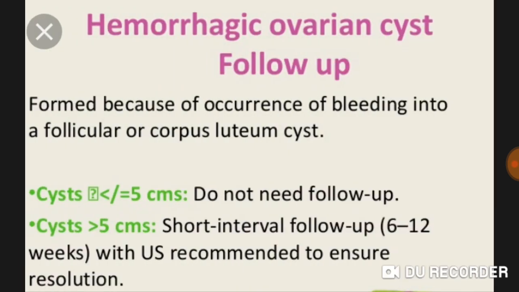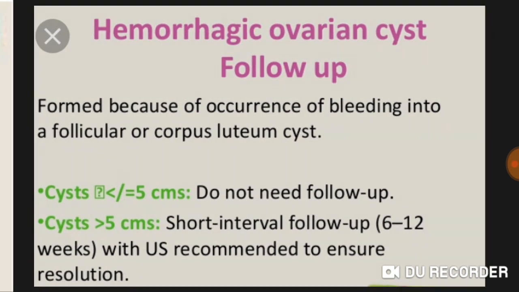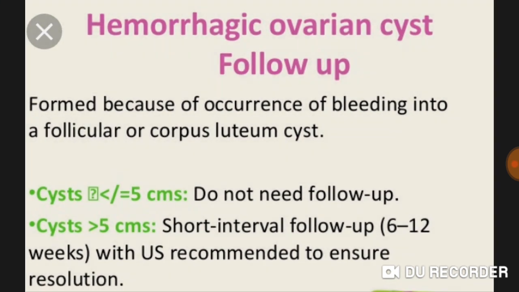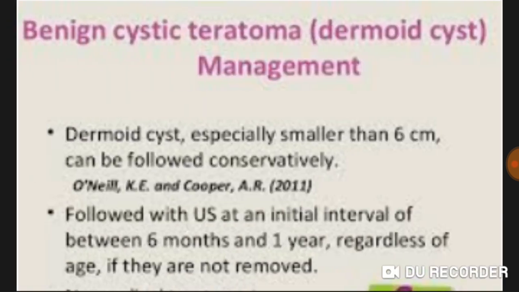Hemorrhagic ovarian cyst follow up: it is formed because of bleeding into a follicular or corpus luteum cyst. If the cyst is less than 5 cm, it does not need follow up. If the cyst is more than 5 cm, short interval follow up at 6 to 12 weeks with US is recommended to ensure resolution. Benign cystic teratoma or dermoid cyst management.